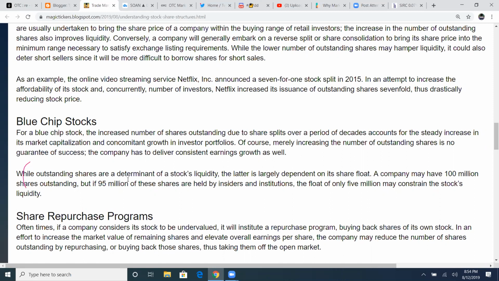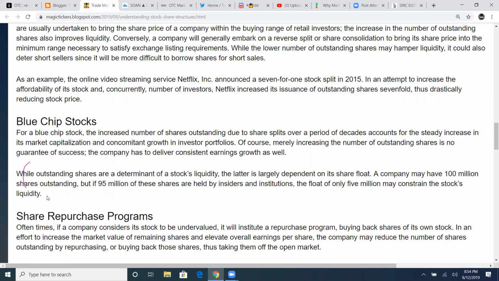While outstanding shares are a determinant of a stock's liquidity, the latter is largely dependent on its share float. A company may have 100 million shares outstanding, but if 95 million of these shares are held by insiders and institutions, the float of only 5 million may constrain the stock's liquidity.